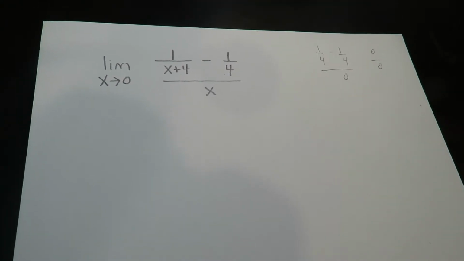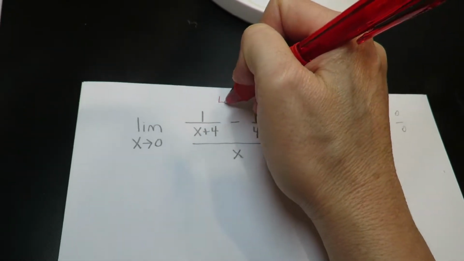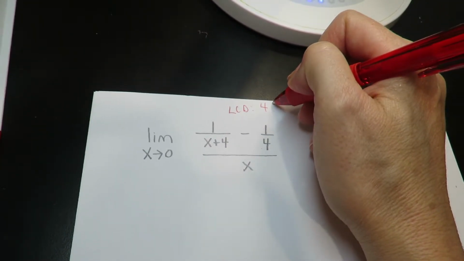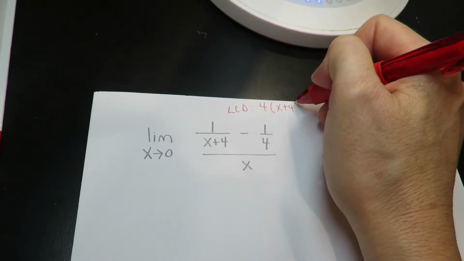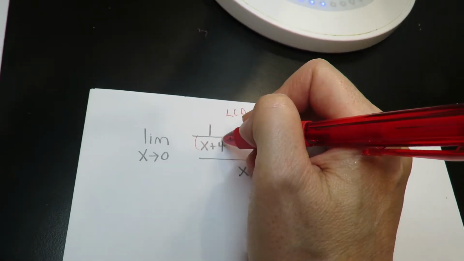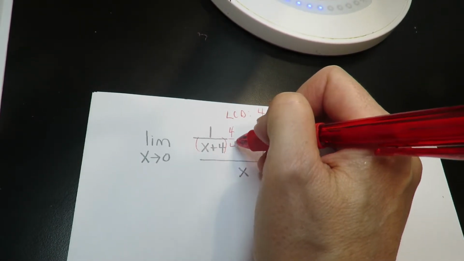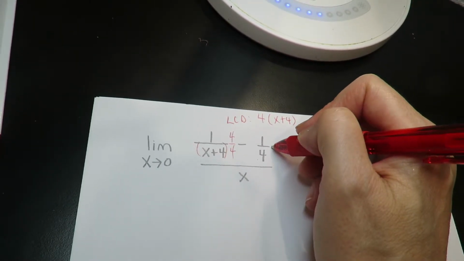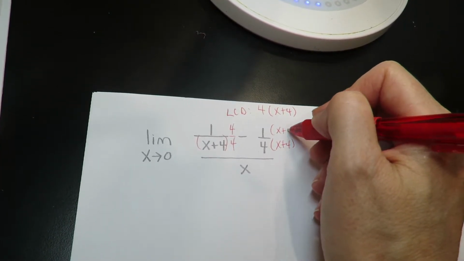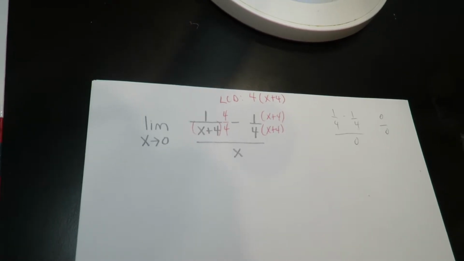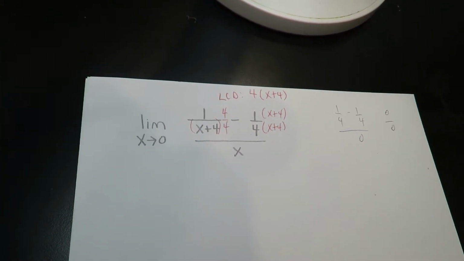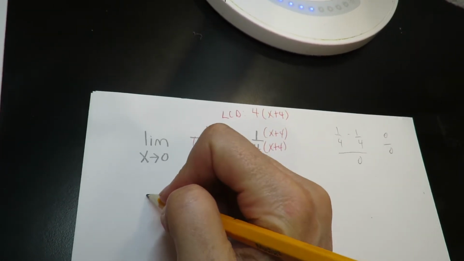Okay, hopefully you're thinking LCD. So the LCD for this one, for the numerator, is 4x plus 4. Right, and if I balance it out, I would multiply up and down by a 4 to this side, and I would multiply up and down by an x plus 4 to this side, and now they both have the same denominator, so I can combine the numerator.